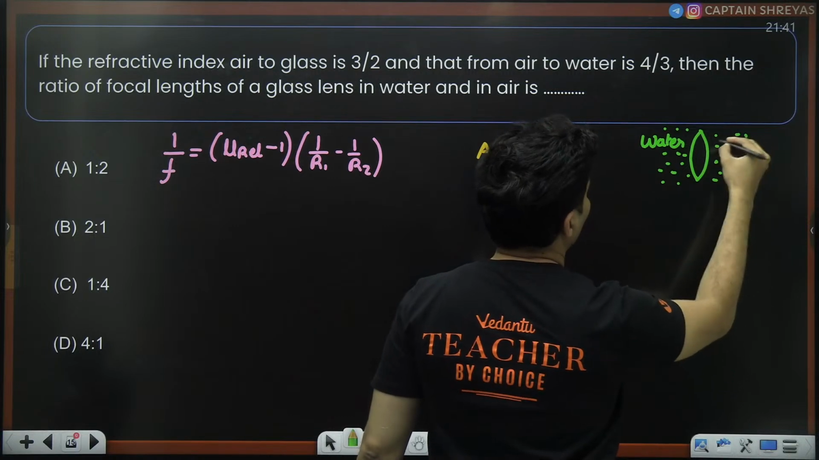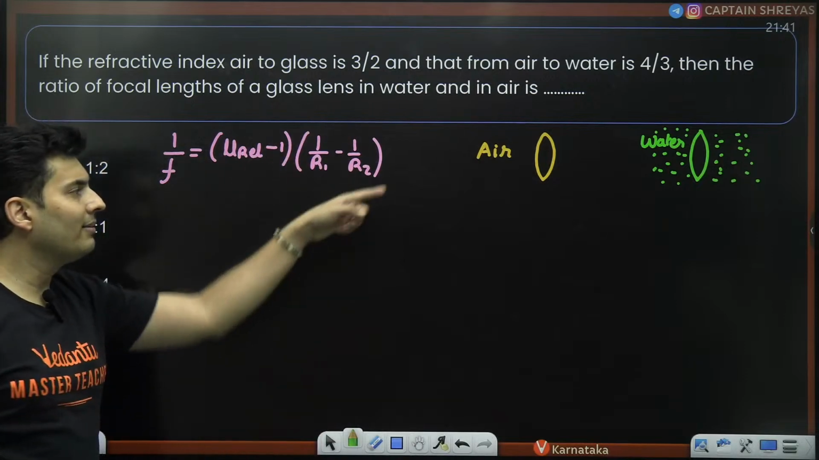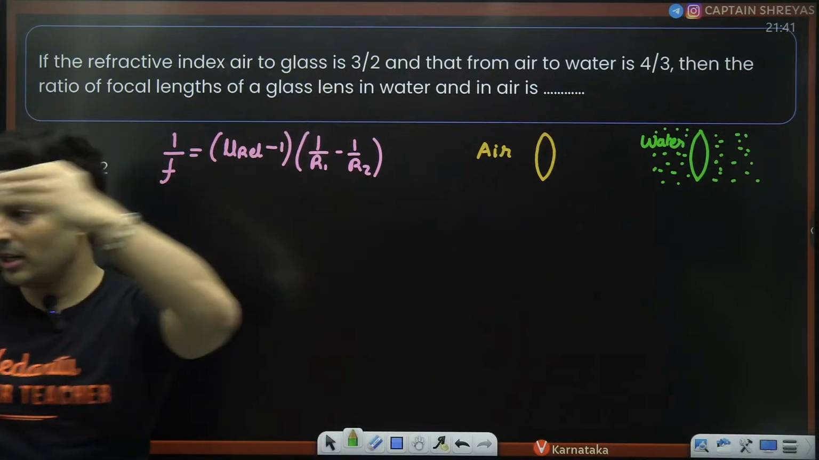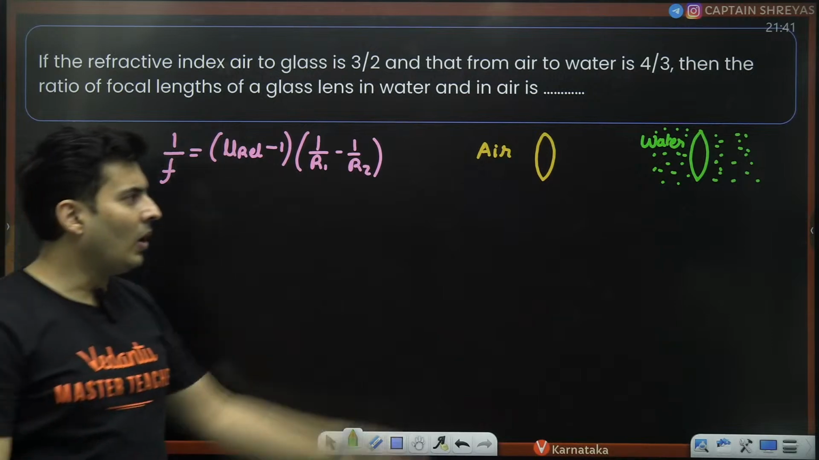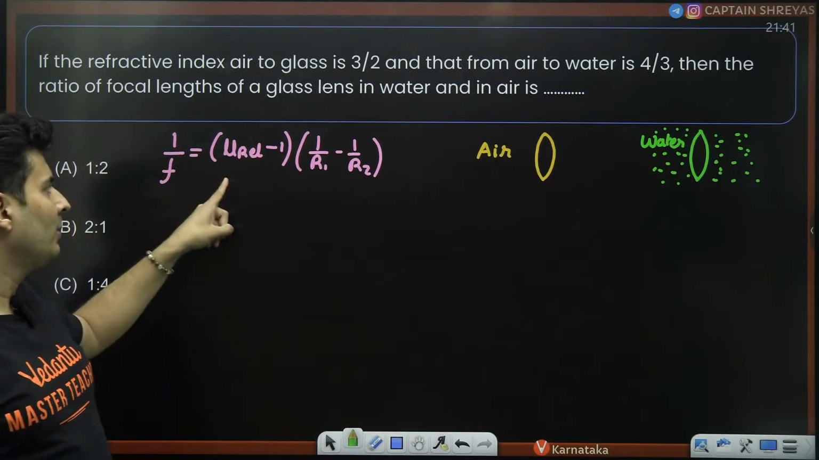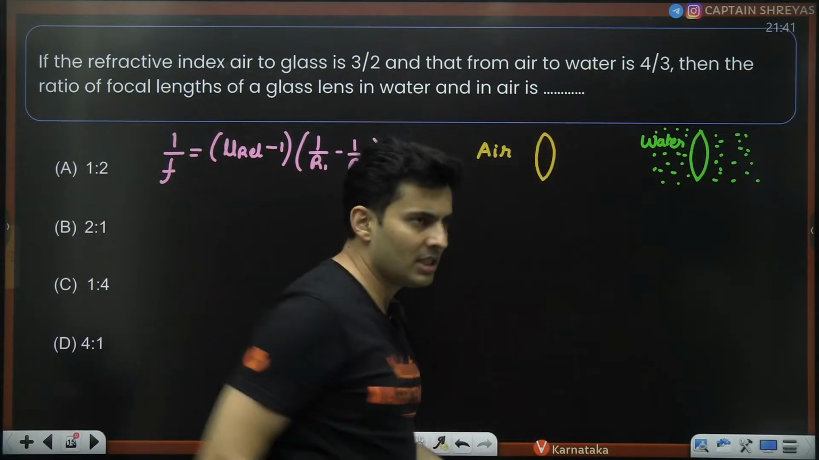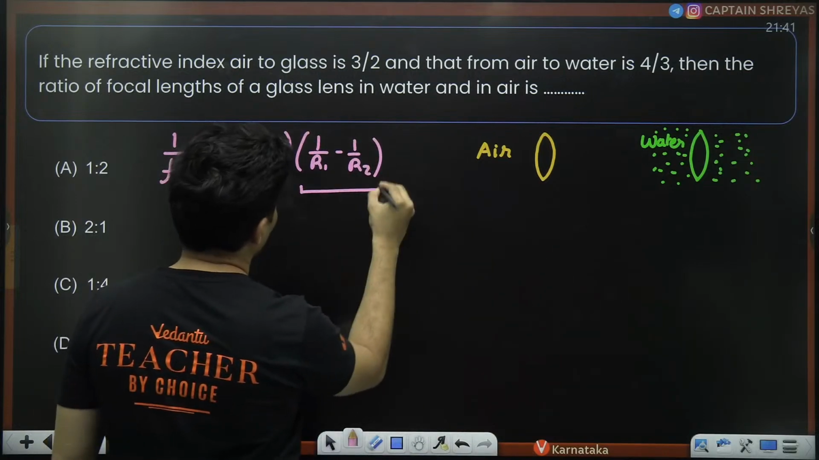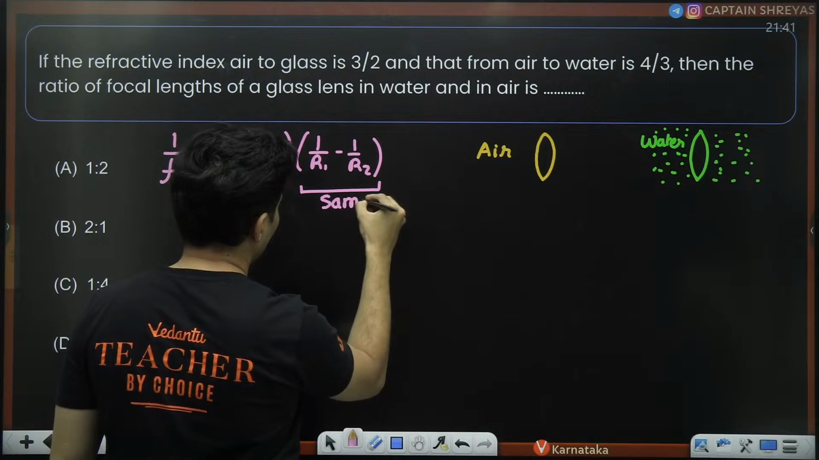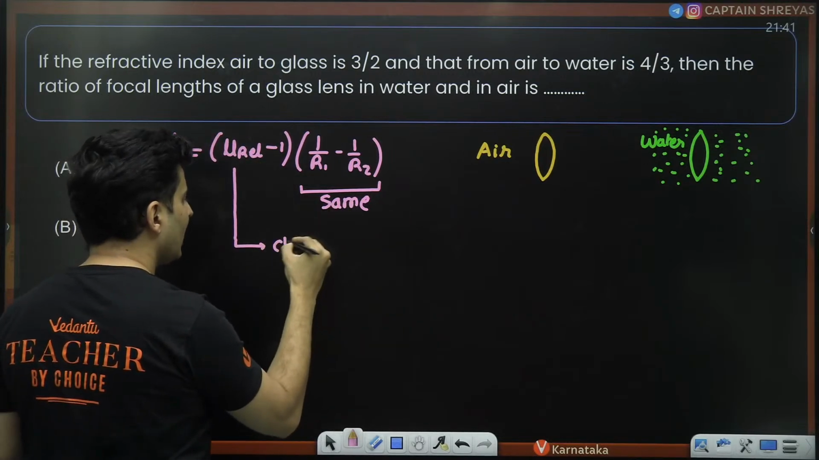So out of all the things that you have in the lens maker formula, what will change and what will not change? Can you quickly put it up in the chat box? Out of all the things that you have in the lens maker formula, what will change and what will not change? The lens surface will never change. That means this particular thing will remain the same, but this definitely will change.